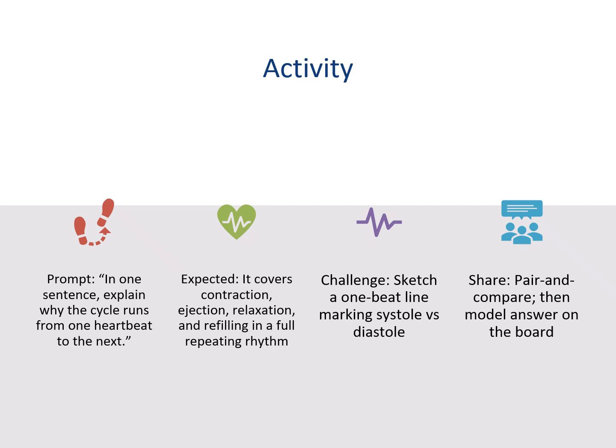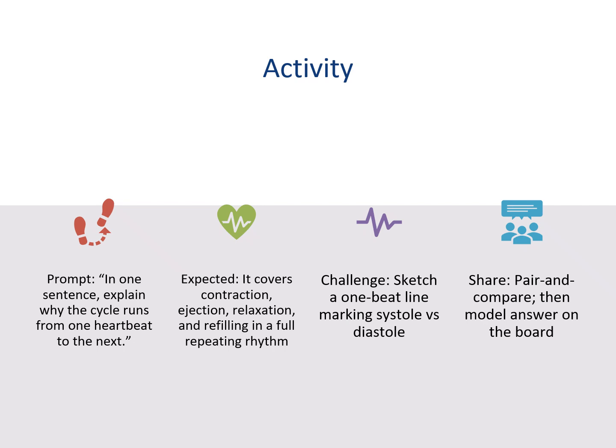Now another one. Sketch a simple 1-beat line. Mark the contraction phase, systole, and relaxation phase, that's the diastole. You don't need a detailed pressure diagram yet. That will come in probably our part 2. Yes. You need just a visual rhythm, up for contraction, down for relaxation. One full heartbeat in one continuous motion.